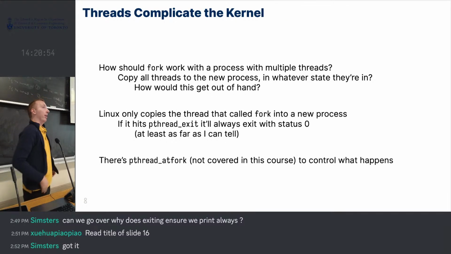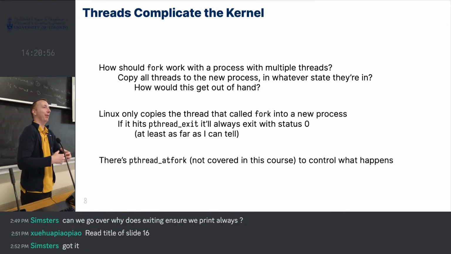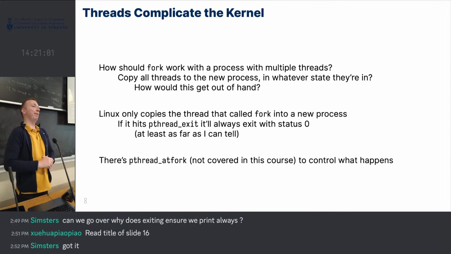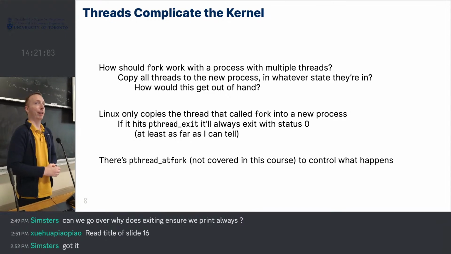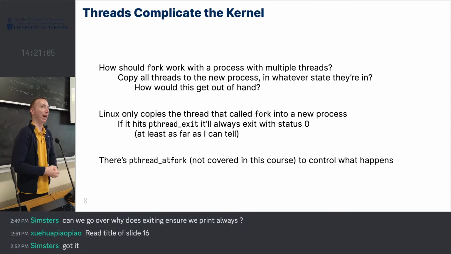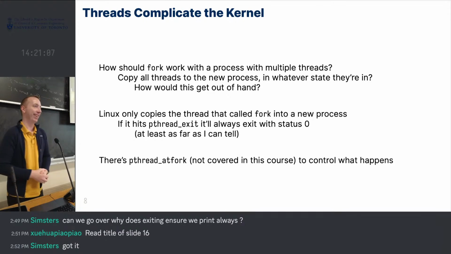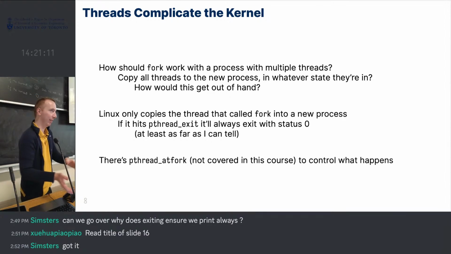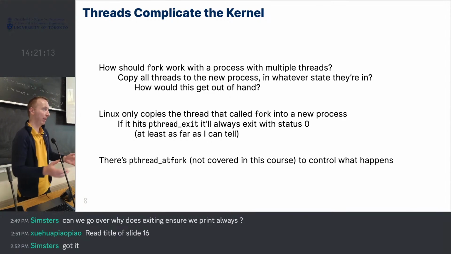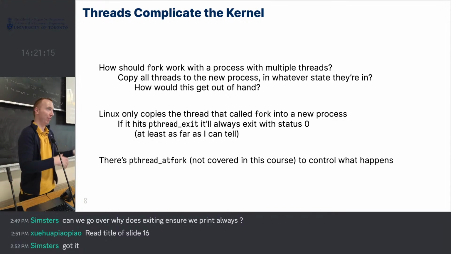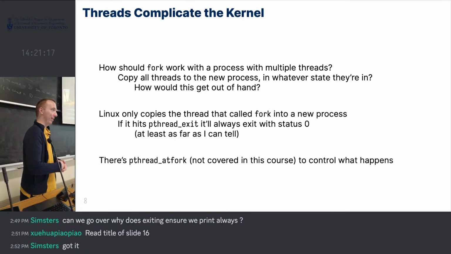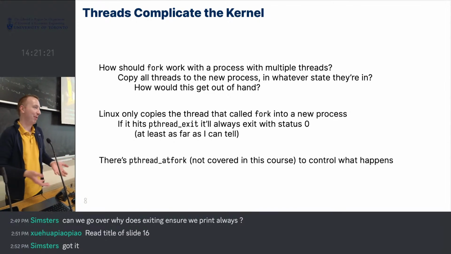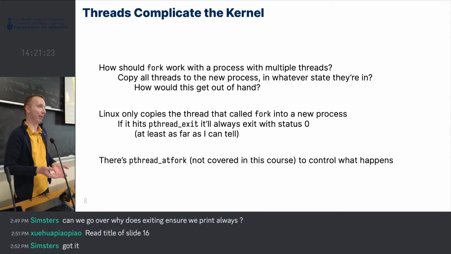So threads, we haven't even talked about how they would complicate the kernel. For example, if I have multiple threads running and they're kernel threads, what should happen when I fork? If there's 8 threads running and I fork, what happens? Is the new process an exact copy? Does that new process also have 8 threads, in whatever state they were in when the copy was made? How would that get out of hand really quickly?